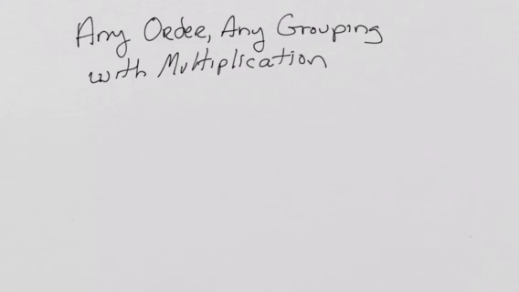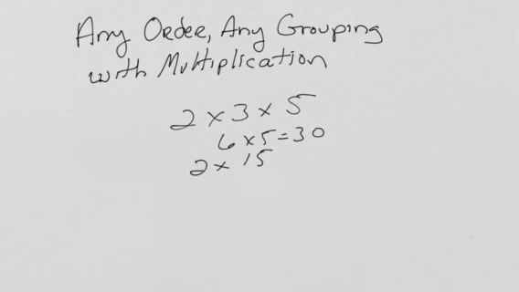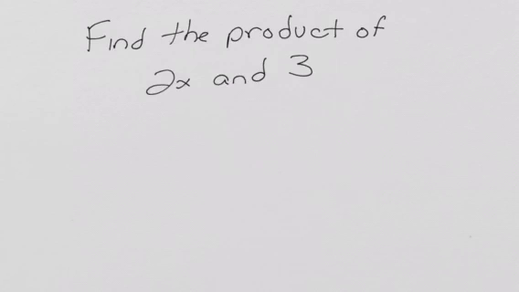Now, does this any order, any grouping work with multiplication? Sure it does. If I have 2 times 3 times 5, I could do 2 times 3 is 6, 6 times 5 is 30. Or maybe I want to do 2 times 15, because 3 times 5 is 15, equals 30. Or maybe I want to do the 2 times the 5 first and get 10. 10 times 3 is 30. So as long as all of them are multiplication, you can do them in any order at any time.